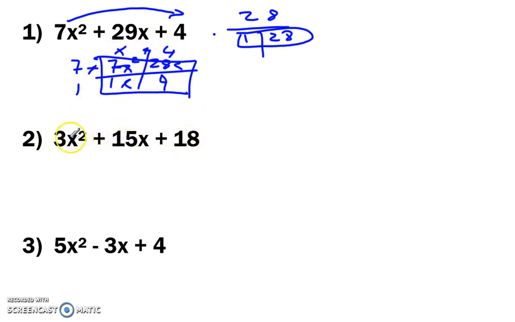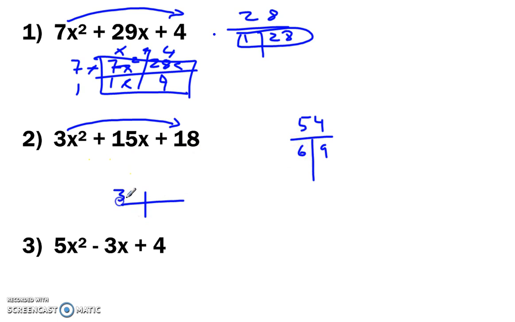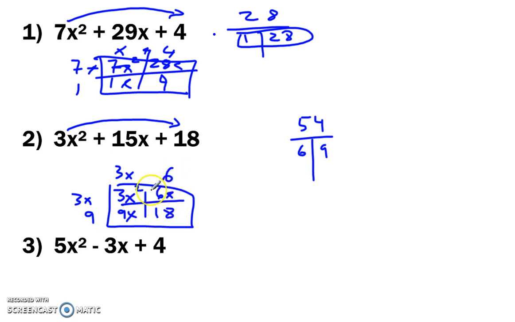Now if we look at this, if you were to do the same thing here, we'd get 54. And then the factors that we need here are 6 and 9. They add to 15. Okay, so in our box, when we set that up, 3x squared, 18, 6x, and 9x. If I factor this out, the greatest common factor here is 3x, and here is 9. Greatest common factor here is 3x. And here would be 6.